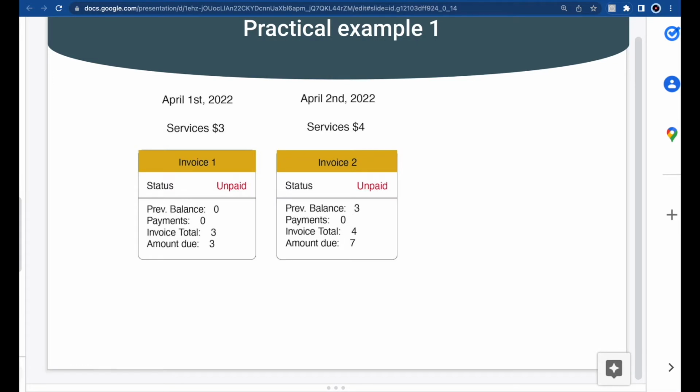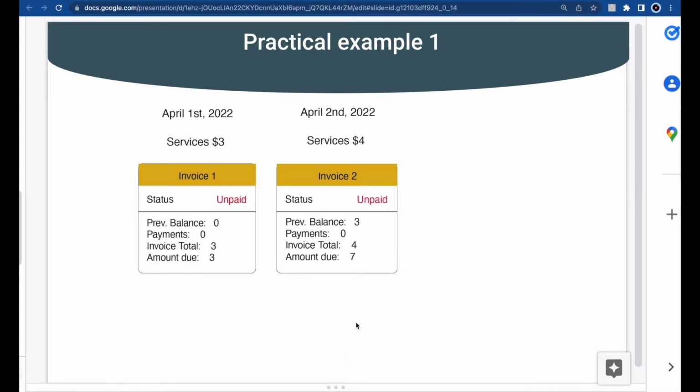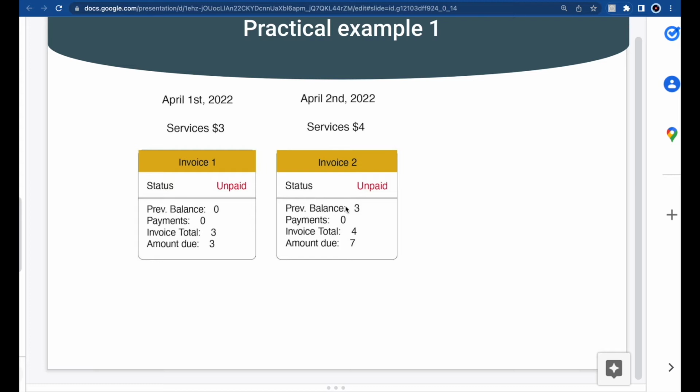Okay, on April 2nd, the customer uses services for $4. After the second billing period is closed, the second invoice is generated. The previous balance of the second invoice is $3. It is the amount due of the previous invoice. Okay, no payments were received, so payments equal 0.